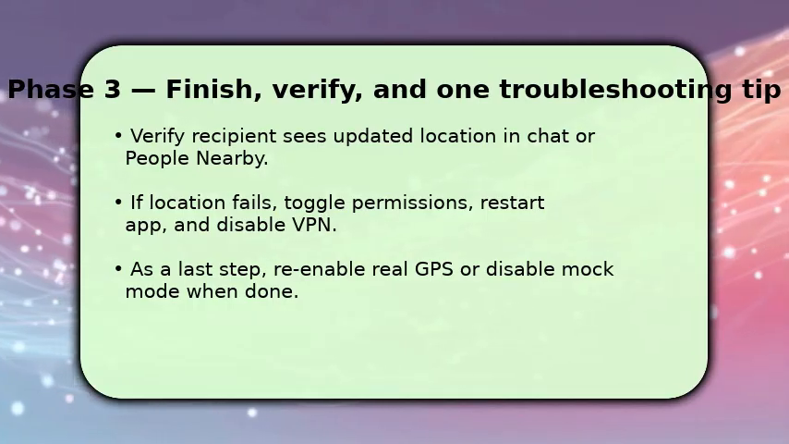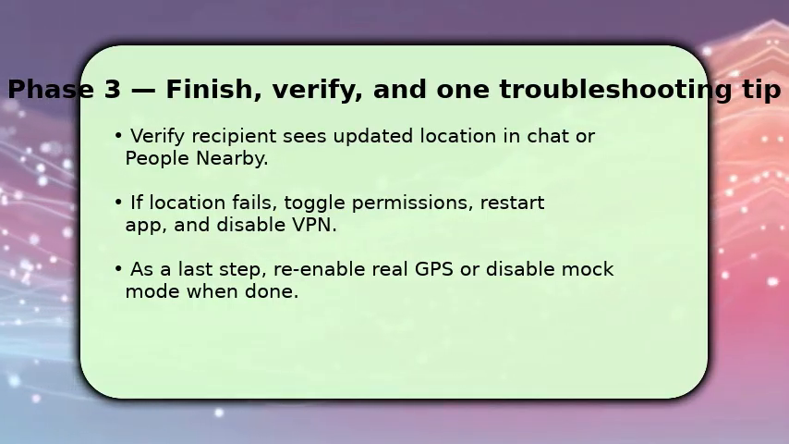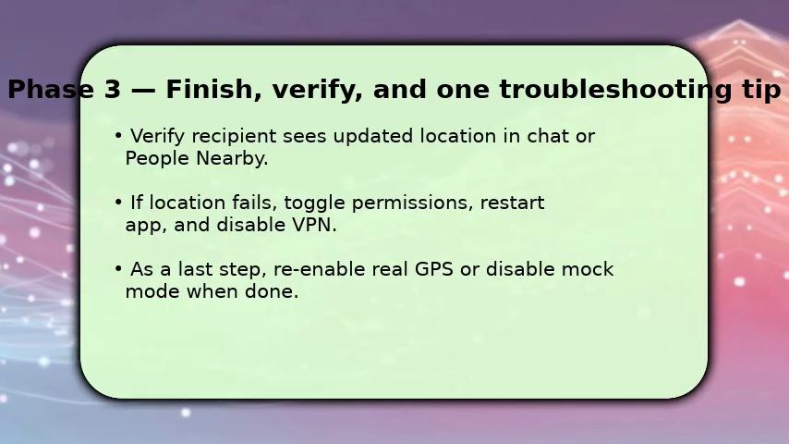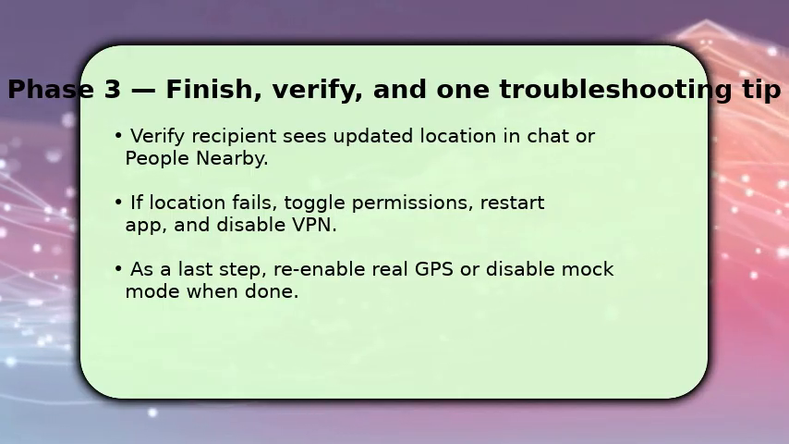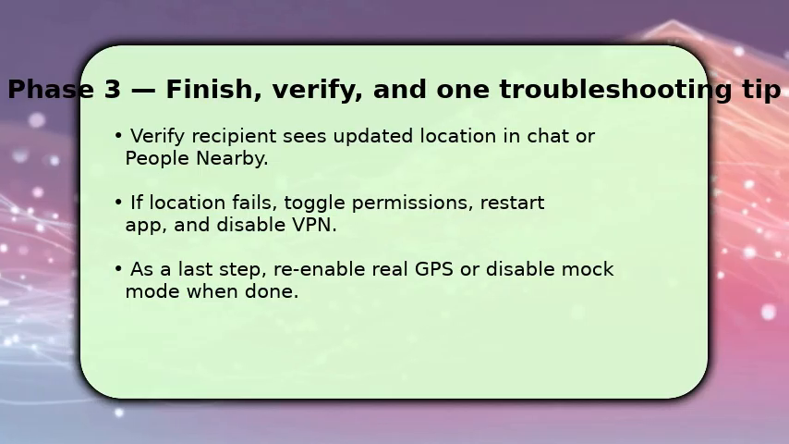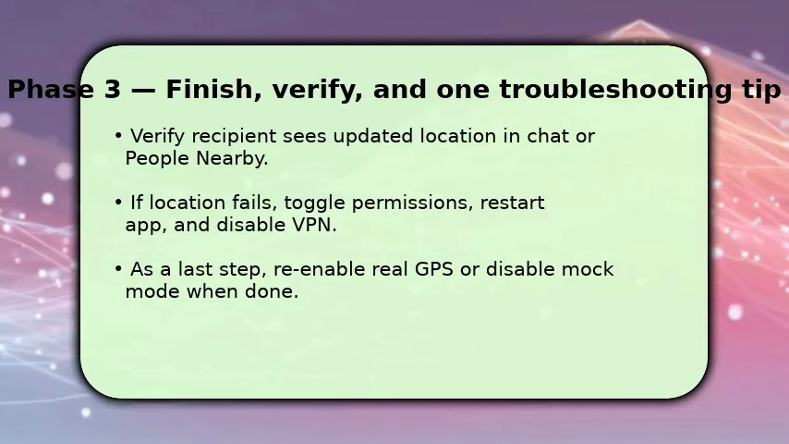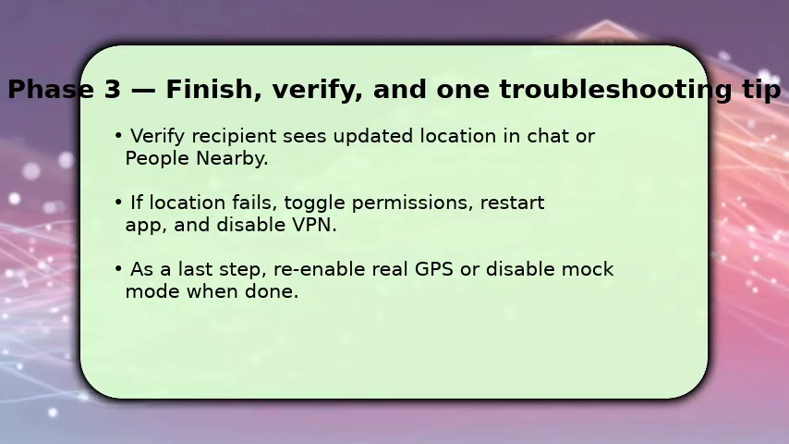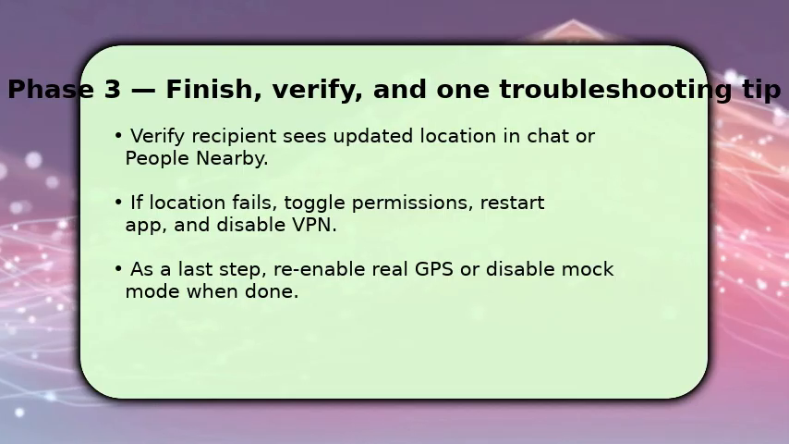You should see the correct pin and timestamp. If it doesn't, make sure location permission is still granted, restart WeChat, and turn off VPN or network proxies. These commonly block GPS. If using mock location, disable it when finished so other apps use accurate GPS.